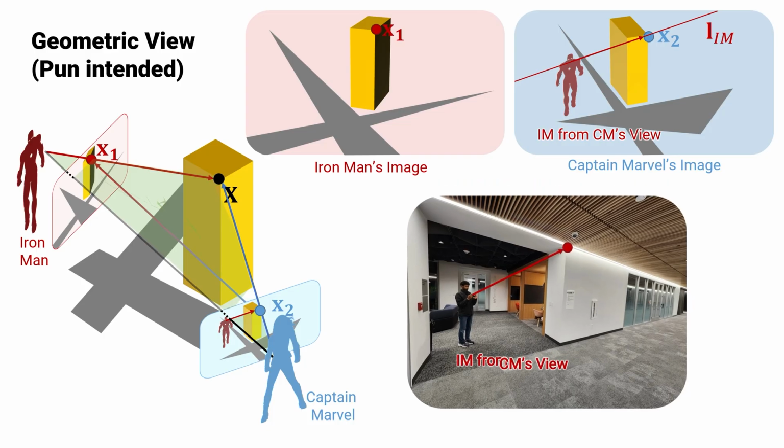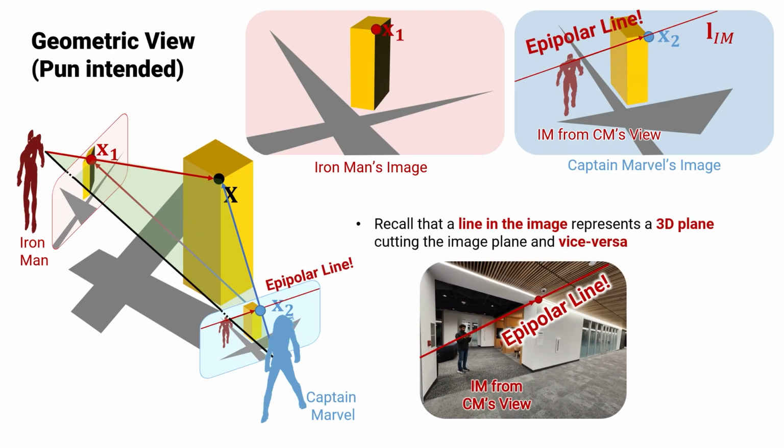From the previous videos, we can also recall that a line in the image, this red line, represents a three-dimensional plane cutting the image plane and vice versa. Remember, we talked about the line and plane duality, wherein a line in the image represents a three-dimensional plane with respect to the camera center and vice versa.